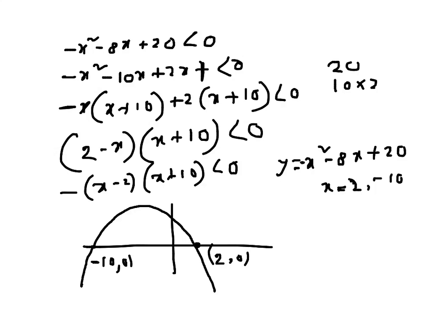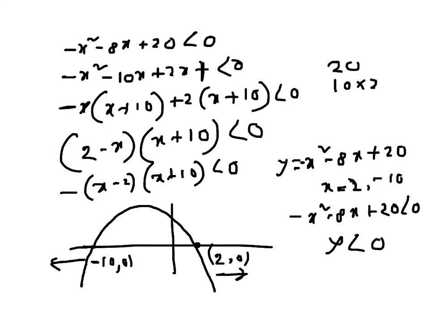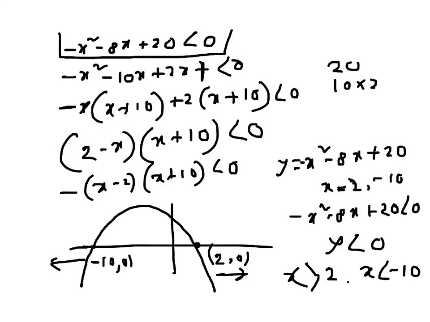So now our inequality is minus x square minus 8x plus 20, which is less than 0, so y will be less than 0. So only in this region y is less than 0, so the result is x is greater than 2 or x is less than minus 10. That's what it is. Now instead of this one, if I had multiplied this inequality by negative 1, I could have done it as well.